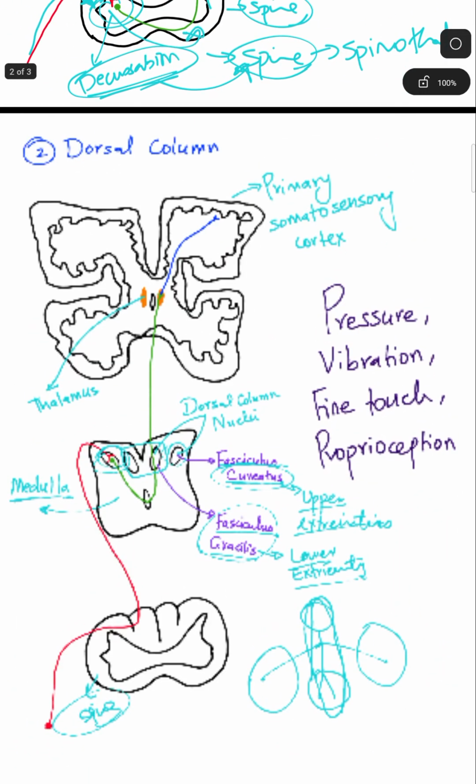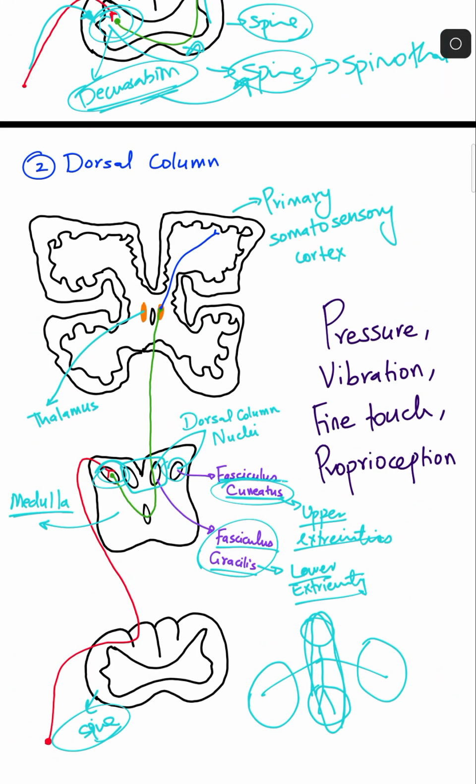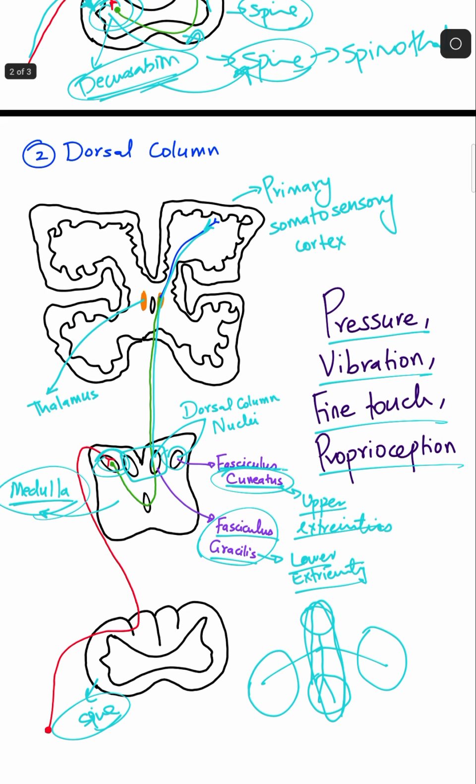So what information do they bring? The rest of the pathway is more or less the same as the spinothalamic tract. You just have to know that decussation occurs in the medulla. The information that they bring is pressure, vibrations, fine touch, and proprioception. And there you go. That's pretty much all the information that you need to know.